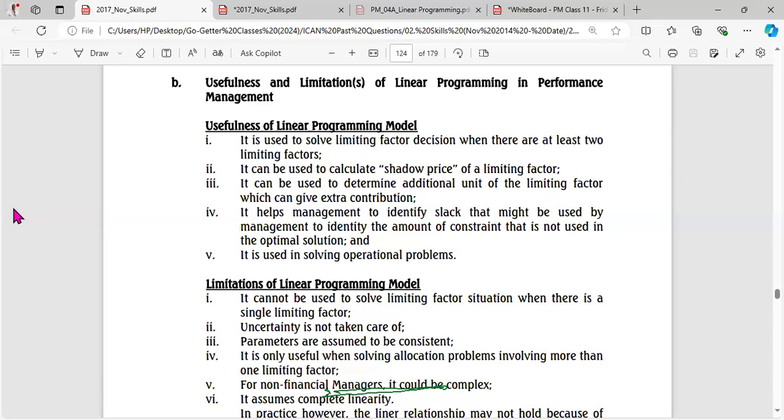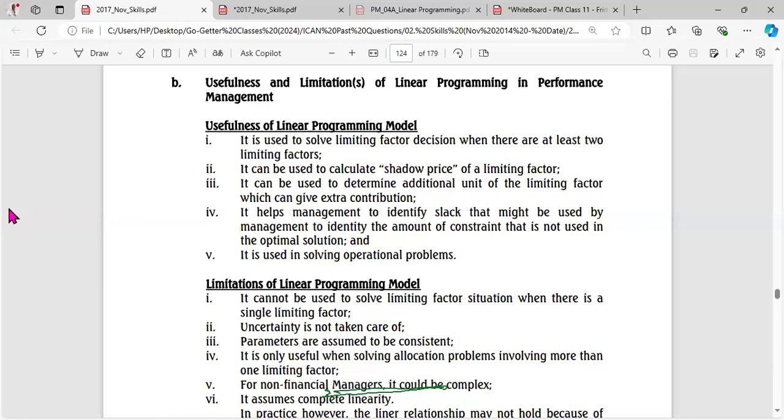4. It helps management to identify slack, the amount of constraint that is not used in the optimal solution. In our question, the M1 was the slack. We have slack of 60 that was not used in the production. And 5, it is used in solving operational problems.